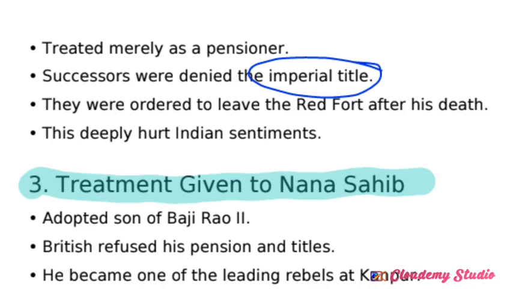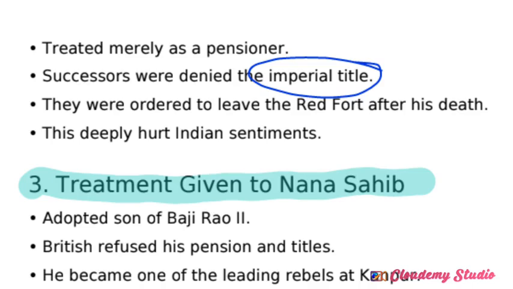So from the beginning they were using the imperial titles, but at this time it was not allowed to use the imperial title. That's why this is most commonly considered one of the disrespects shown to the Mughal rulers at that time. The next one: they were ordered to leave the Red Fort after the death of Bahadur Shah.